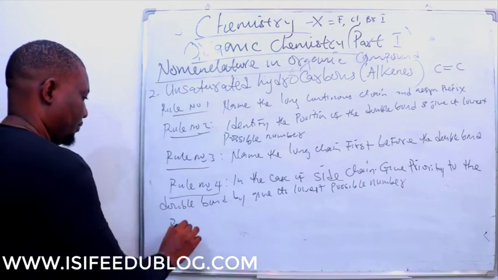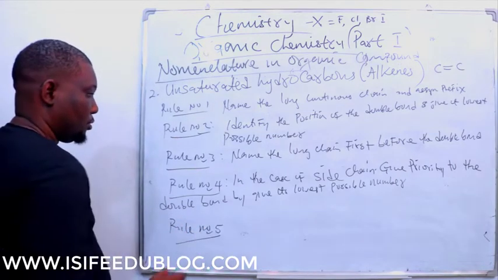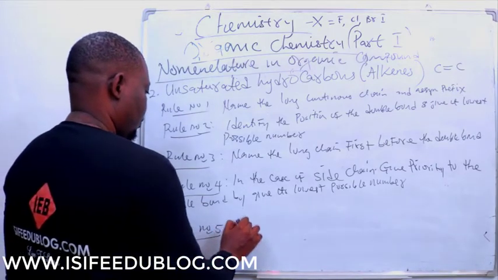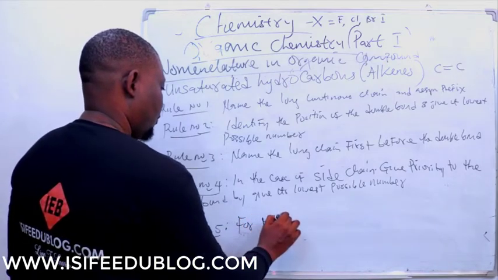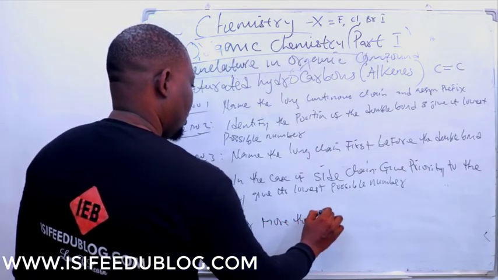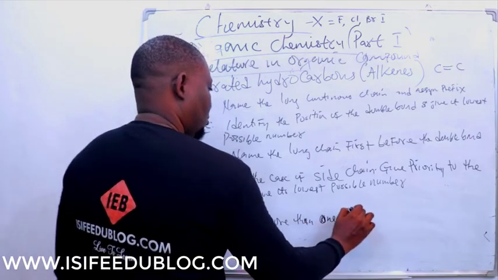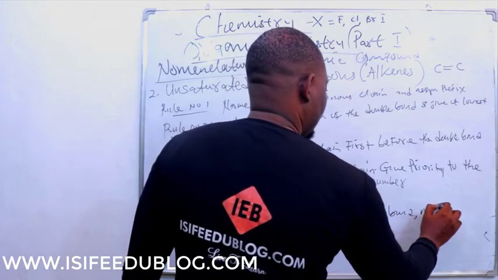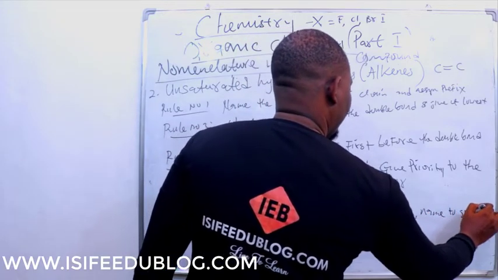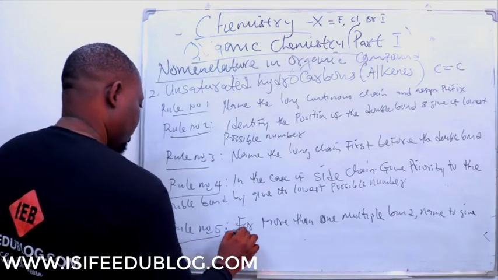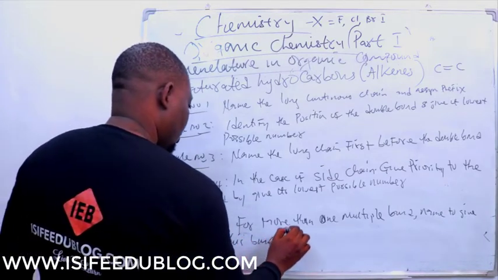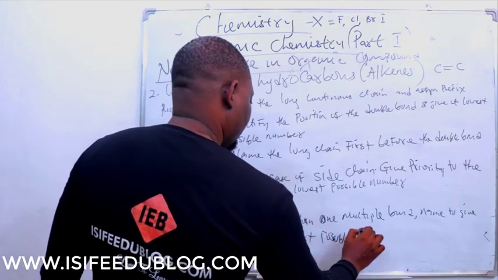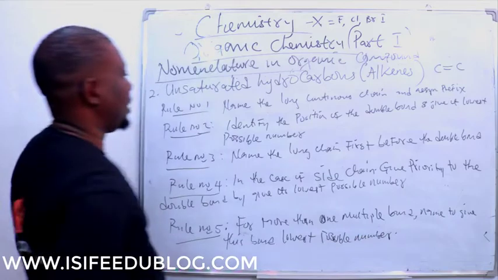And rule number 5. For more than one multiple bond, name it to give these bonds the lowest possible number. Okay, take note.